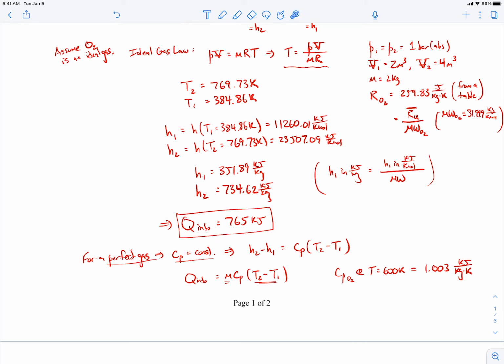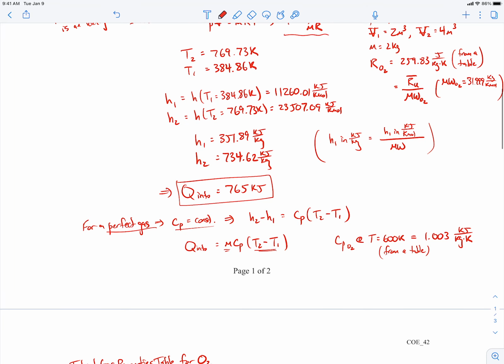Since I'm assuming Cp is a constant, I just found a temperature that seemed reasonable between those two temperatures. In fact, the Cp varies from 384 Kelvin to 769, so I just tried to use an average value in between them, and that's what I got. This comes from a table. Actually, it was an online table that I used. But now that I have that, I can calculate the Q into, and the value I get using this approach is 772 kilojoules.